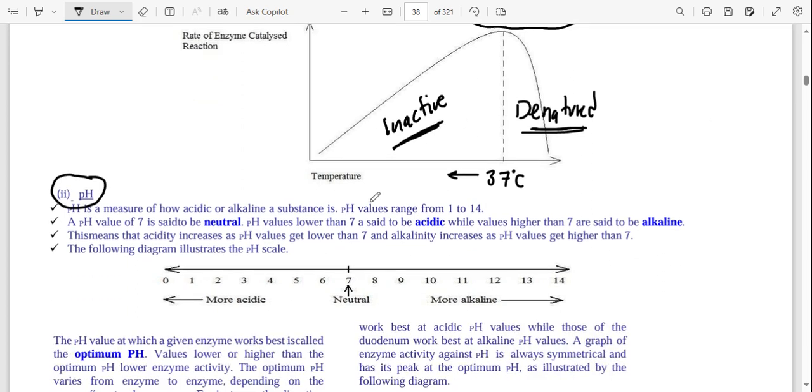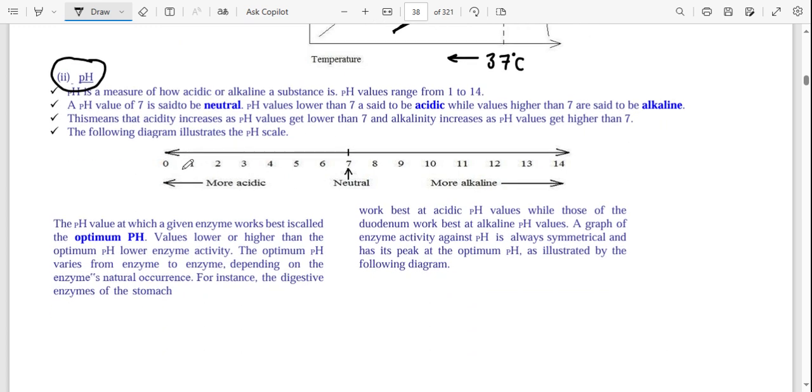Now for pH. pH is a measure of how acidic or alkaline a substance is. For example, if you eat lemons, you feel the sourness. Lemons are acidic, and soda is basic. What determines the acidity of a molecule is hydrogen. I saw this question in one exam paper. That was chemistry. The determinant of acidity is hydrogen. That's what determines the acidity of a molecule.